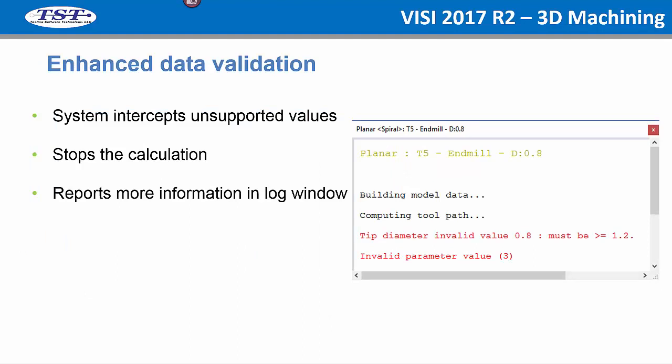So, enhanced data validations. We're always trying to improve some of these. The system can intercept unsupported values, stop the calculation, report more information in a log window, and help prevent that toolpath from sitting there and then erroring out finally at the end. We're trying to do some more checks to make that a little faster.